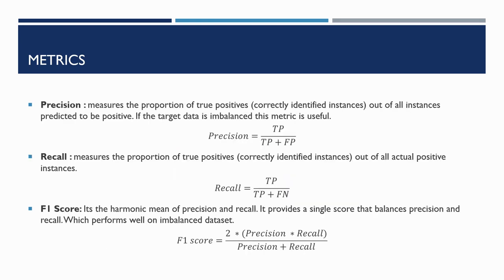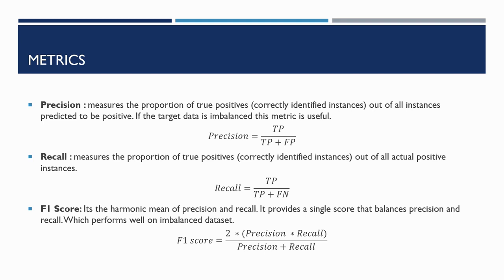The next metric is precision. The precision metric shows the accuracy of the positive class. It measures how likely the prediction is correct, which is the proportion of true positives out of all instances predicted to be positive. If the target data is imbalanced, precision is a very good metric to use.